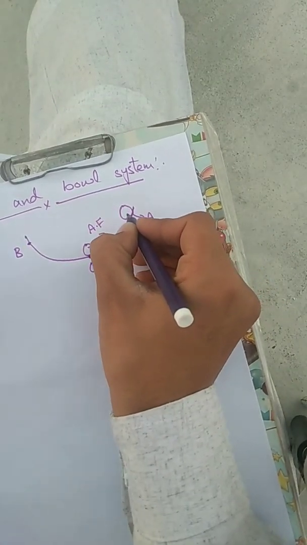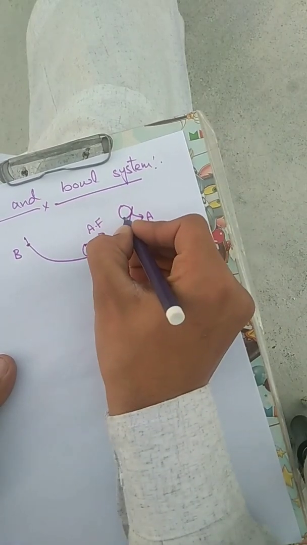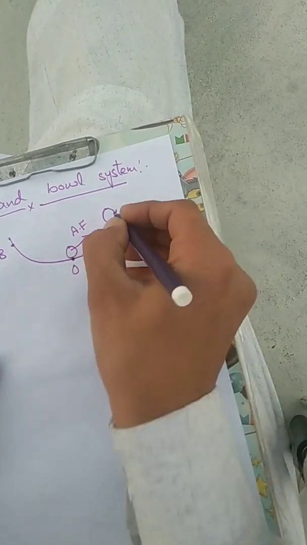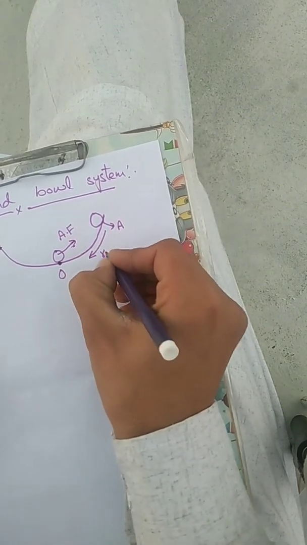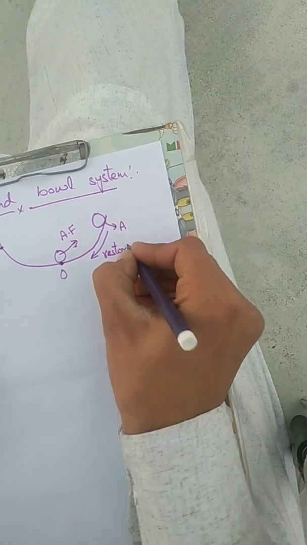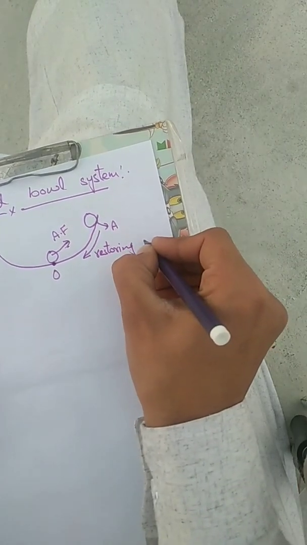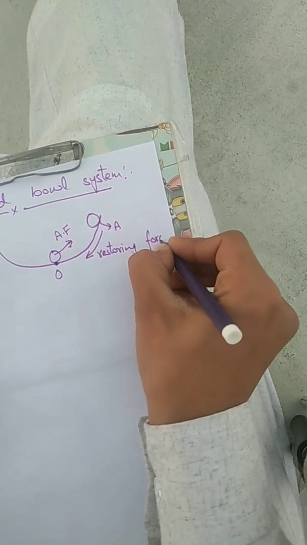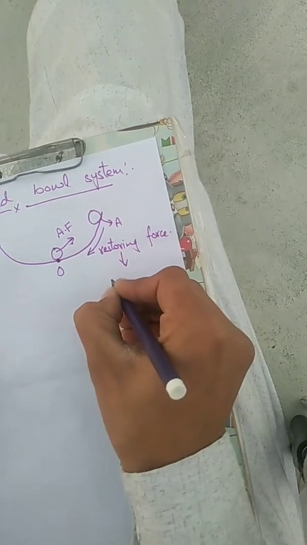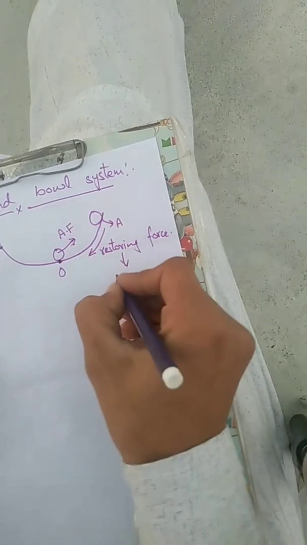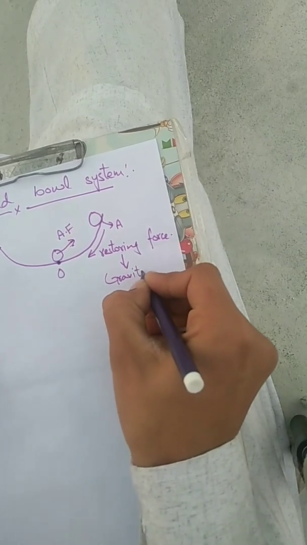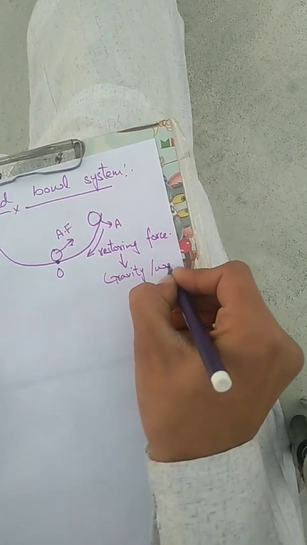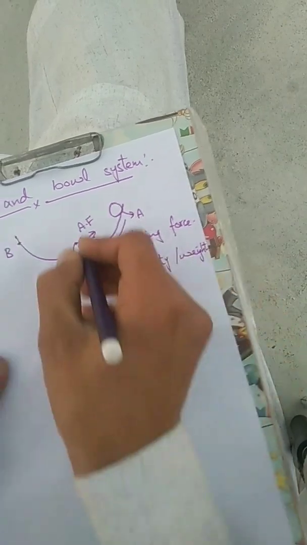Once this ball is brought to point A and released, it starts moving towards point O. Why does it come towards point O? It is due to the restoring force. Which restoring force is acting in this case? In the previous case it was the force of spring. Here the restoring force is the force of gravity, that is, the attraction of earth, or weight. Gravity is also known as weight. Here the force of gravity or weight is the restoring force, which is pulling this ball towards point O.